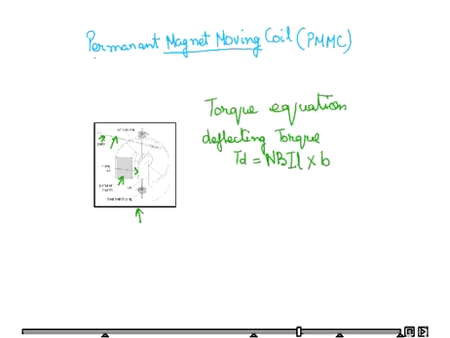Let's see the torque equation. The deflecting torque here, TD, is N B I L into b, where N is the number of turns in the coil, B is the flux density in Weber per meter square, I is the current applied, L is the length or depth of the coil in meter, and b is the perpendicular distance.